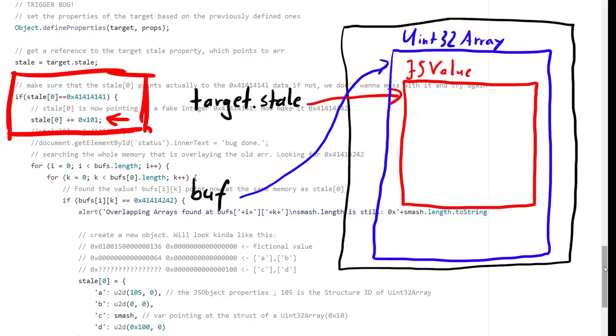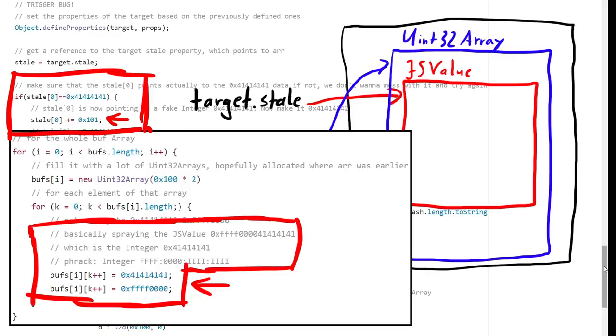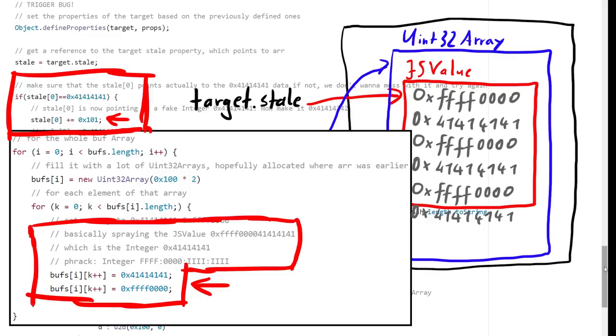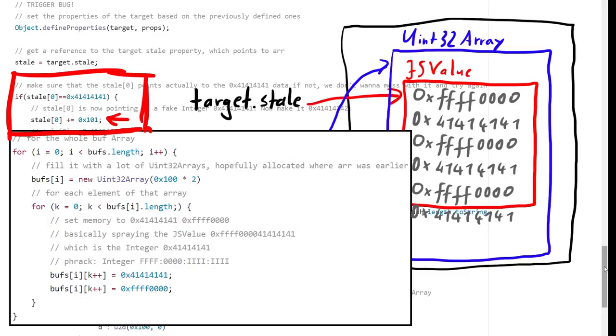To do this, we can simply add a number to the first element of stale. But what is the first element of stale now? Isn't that garbage memory? Well, ideally, if everything works, it points where we created the uint32 arrays, and we populated that memory region with hex FFFF000 and 0x41414141, which is a JS value representing an integer, in fact the number 0x41414141.